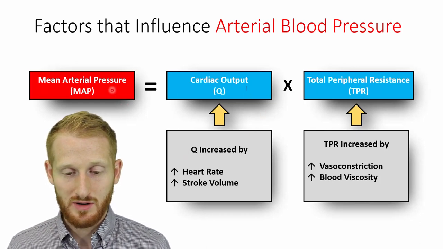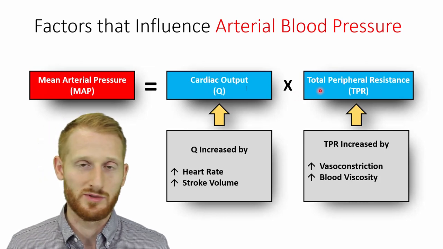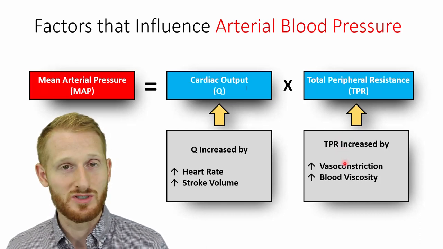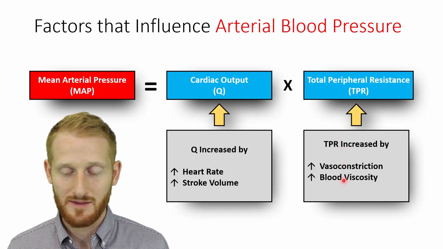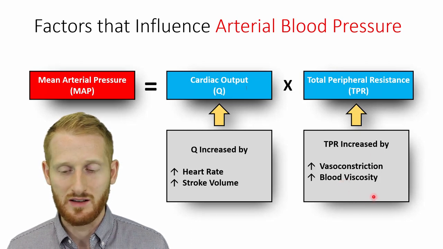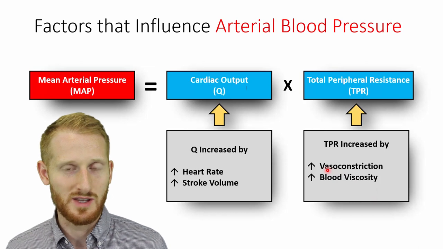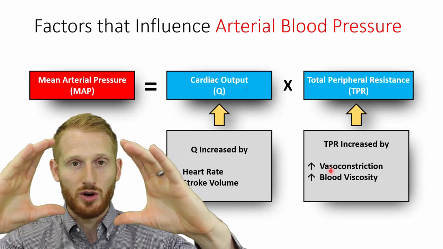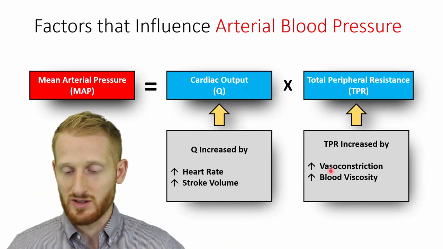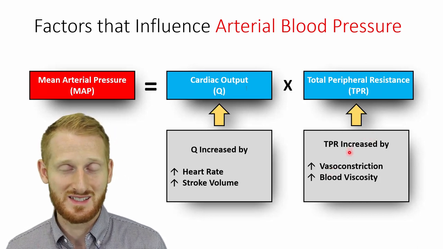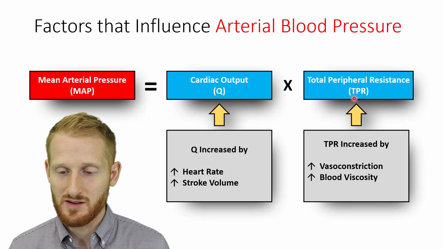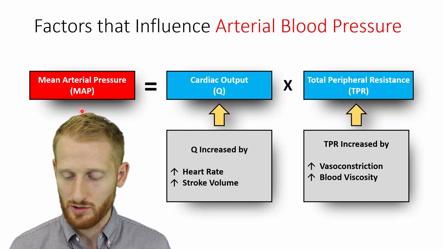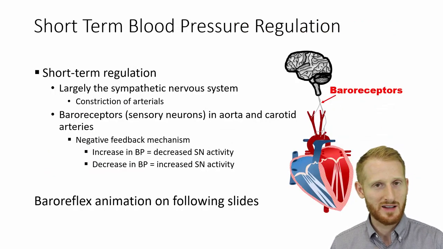All right, so again, mean arterial pressure equals cardiac output times total peripheral resistance, or TPR as I'll typically call it. TPR is increased when you have vasoconstriction or an increase in blood viscosity. We're going to talk about this in a little more detail later, but vasoconstriction is really what we normally experience. It's when your arteries, or specifically your arterioles, go from this large shape to a smaller, constricted version of themselves, and that's going to increase the resistance. So it's going to make it harder for blood to go through there. That's going to increase total peripheral resistance, or TPR, and that's going to cause an increase in blood pressure, specifically mean arterial pressure.